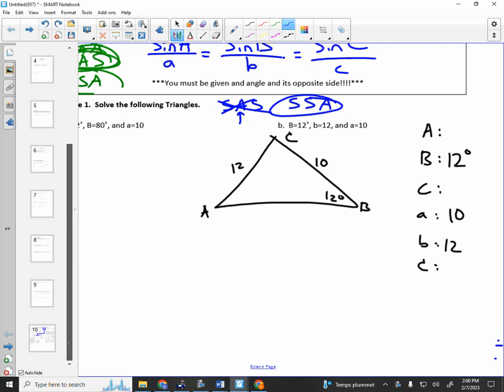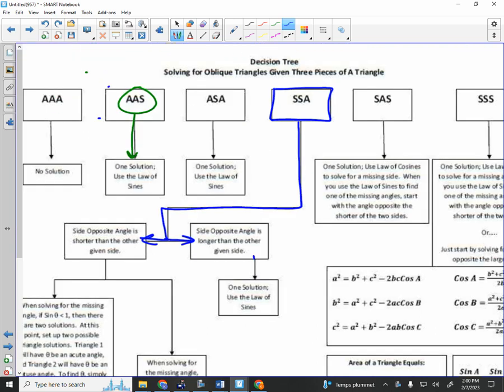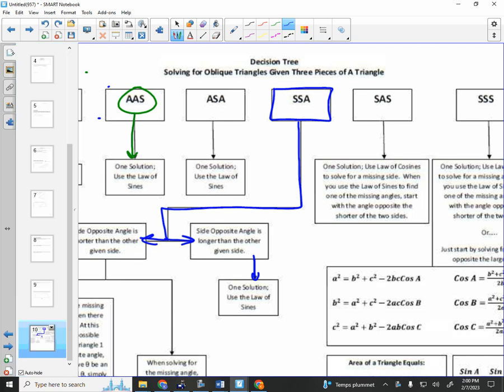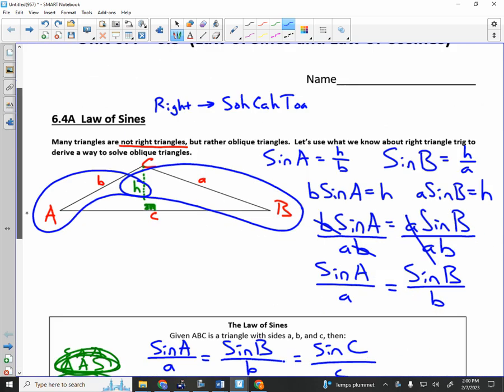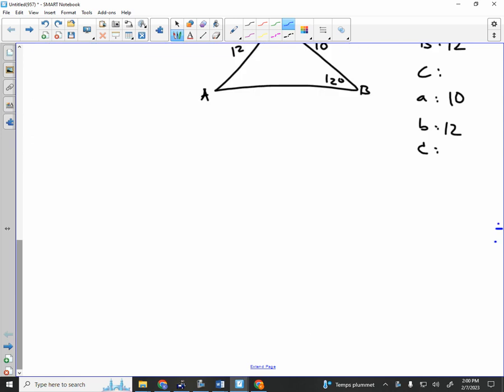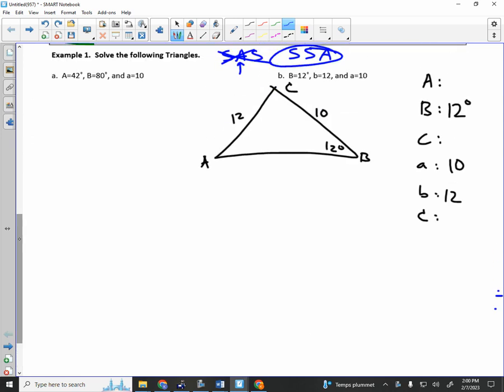And you can be confident then, as you look at your decision tree, it says there's one solution using the law of sines. Okay? Good? All right, so let's figure out how to solve that one, and we can let you on your way. We've got these pieces. Notice this time I'm given two sides, only one angle, so that's different. How are you going to start by setting this up?